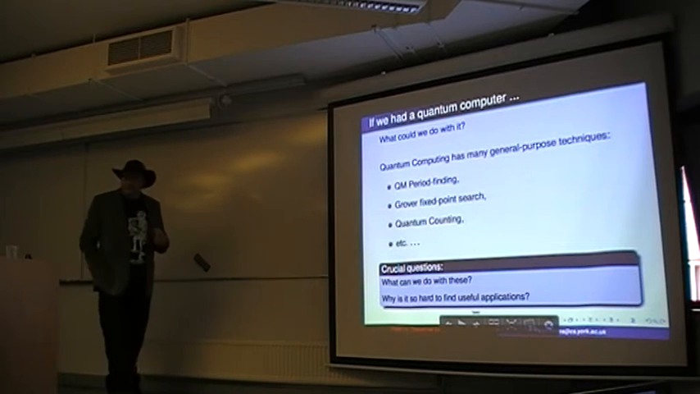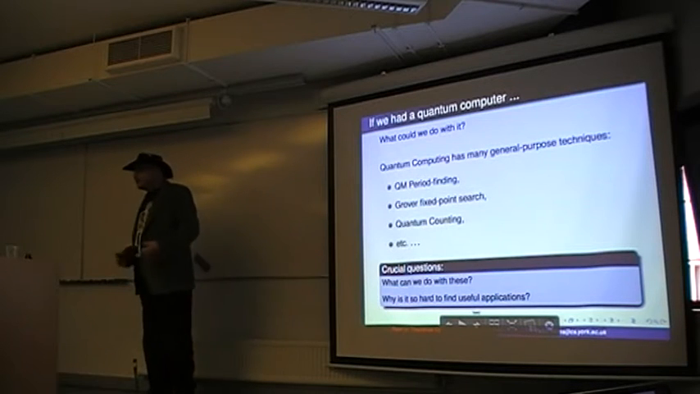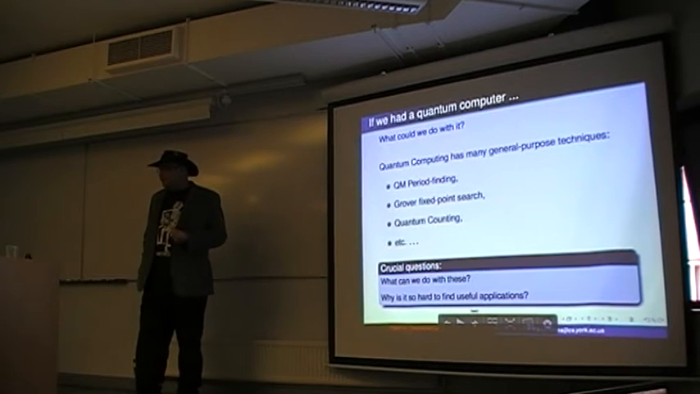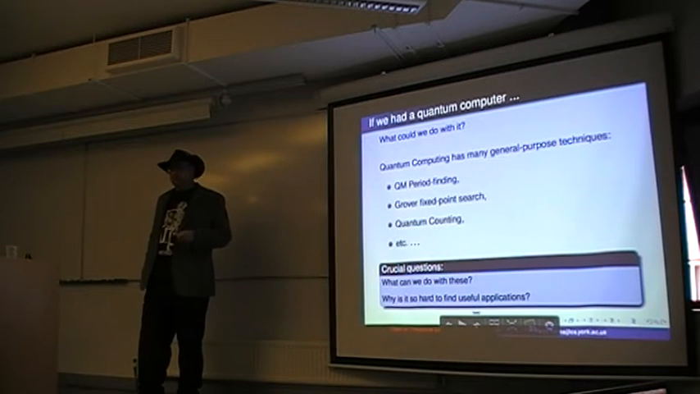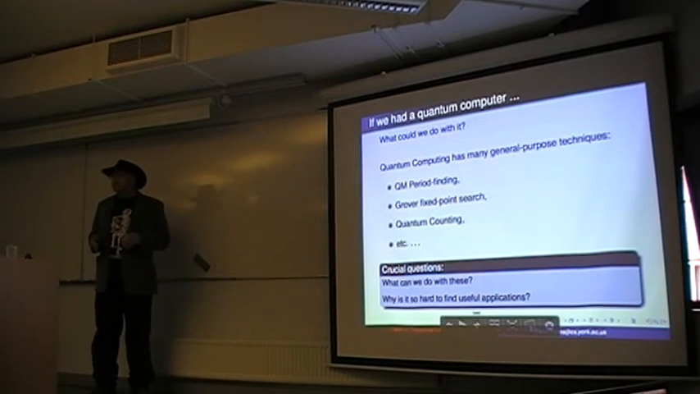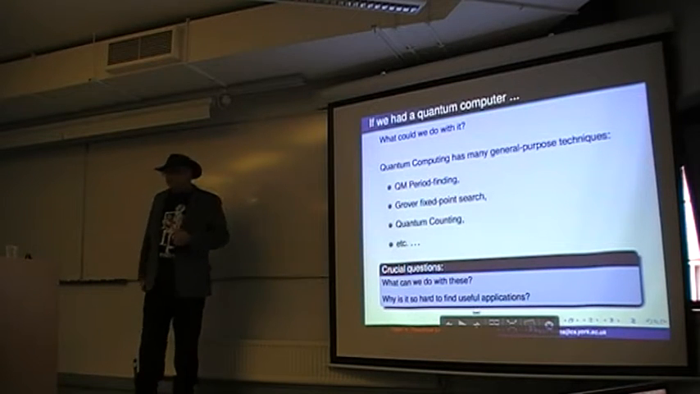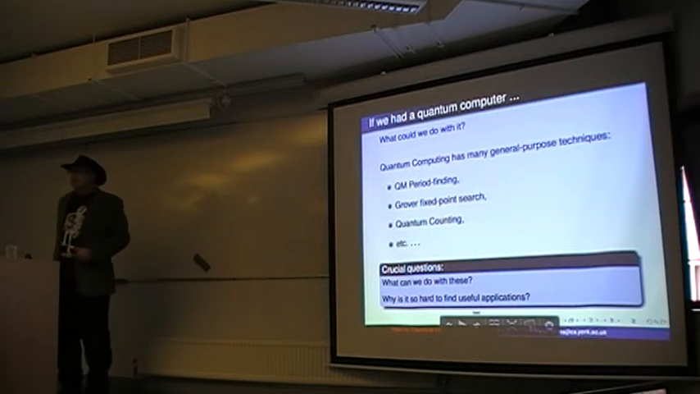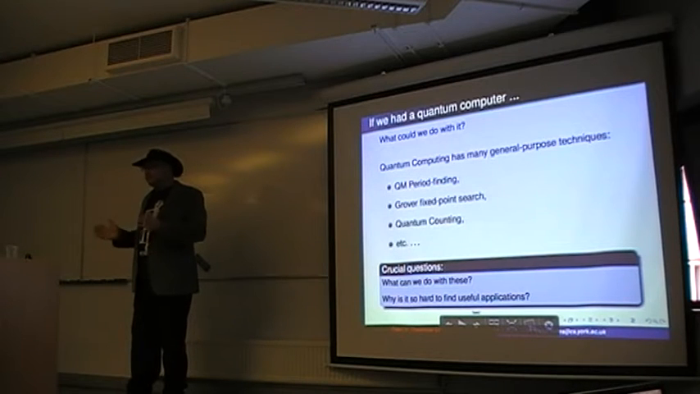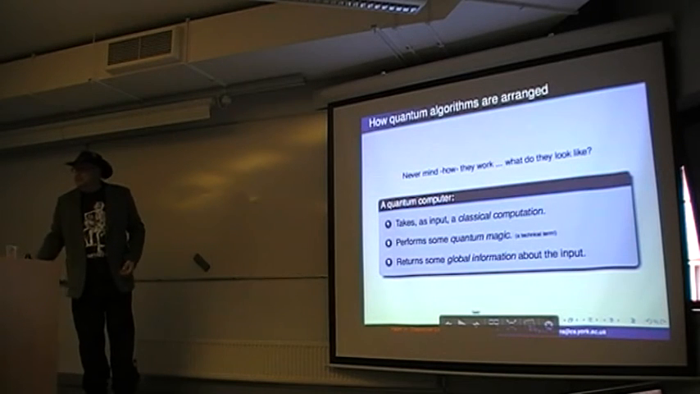So, the starting point for this talk is, if we had a quantum computer here, what could we actually do with it? Now, the reason I'm asking this question is that quantum computing has got a bunch of very general purpose techniques, things like quantum period finding, Grover search, in particular Grover search for fixed points, quantum counting, combining Grover's operator and Shor's algorithm. And the question is, what can we do with these? And also, why is it so hard to find useful applications? Because we've got a few quantum algorithms, they're not actually that many. Despite this, we've got some very nice general computing principles. So, why is it so hard to find useful applications?